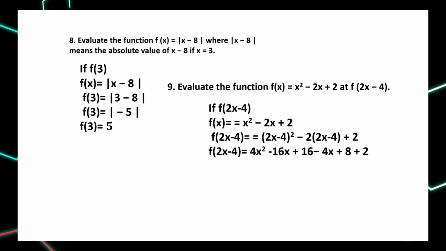Now, we can simplify this by combining like terms. So, 4x squared, wala siyang kamukha, so copy lang natin yan. And then, negative 16x and negative 4x. So, like sign sila, add natin, so that will become negative 20x. And 16 plus 8 plus 2, so that will be 26. So this will become f of 2x minus 4 equals 4x squared minus 20x plus 26. So those are the examples on how to evaluate different types of function.